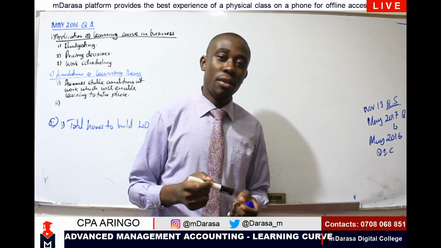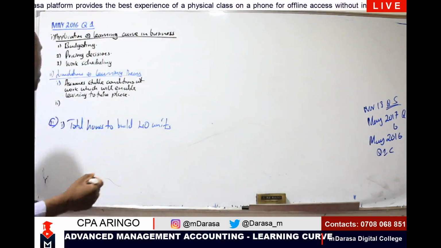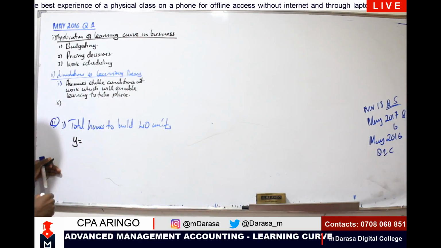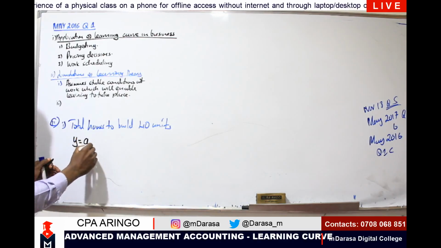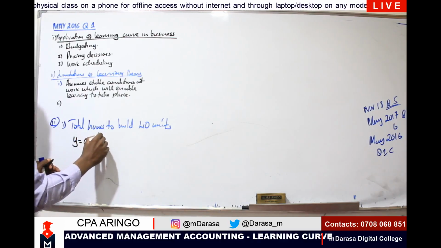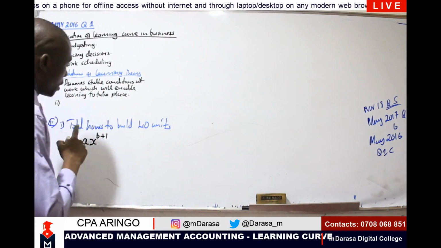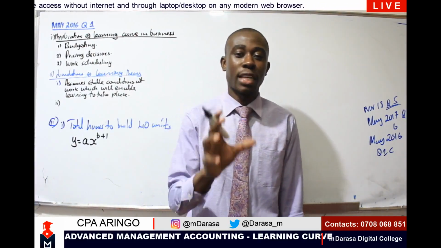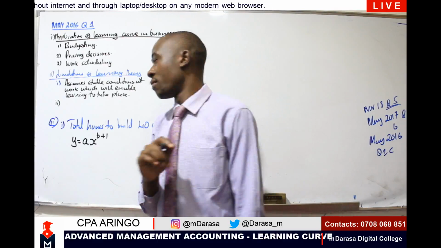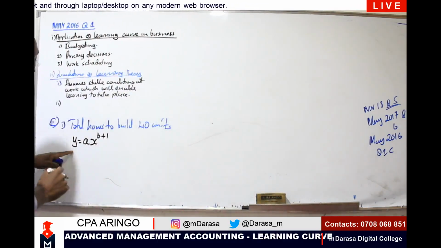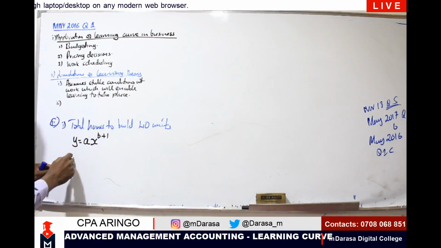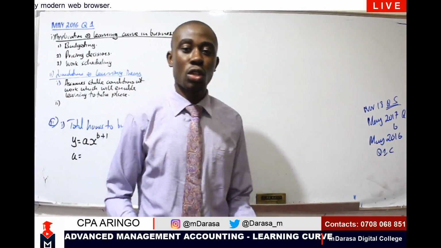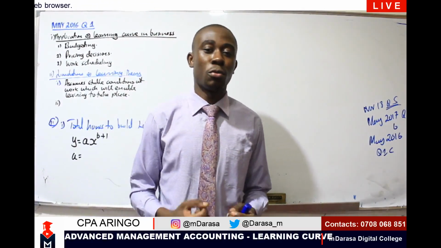And remember, for learning curve, we mentioned that for us to determine our total cost or time, I should always be talking of Y equals A times X raised to power B plus 1. This is the formula or the function of determining our total cost or time under learning curve. Where Y should give us our total time or cost. A should give us the total time or cost of producing the first unit.